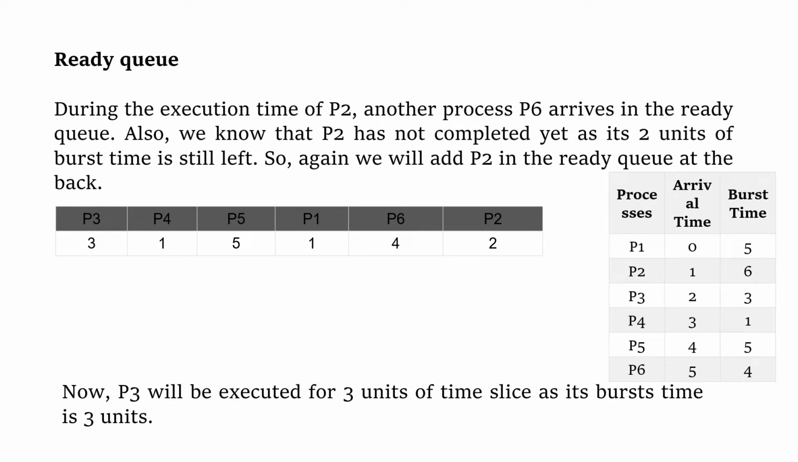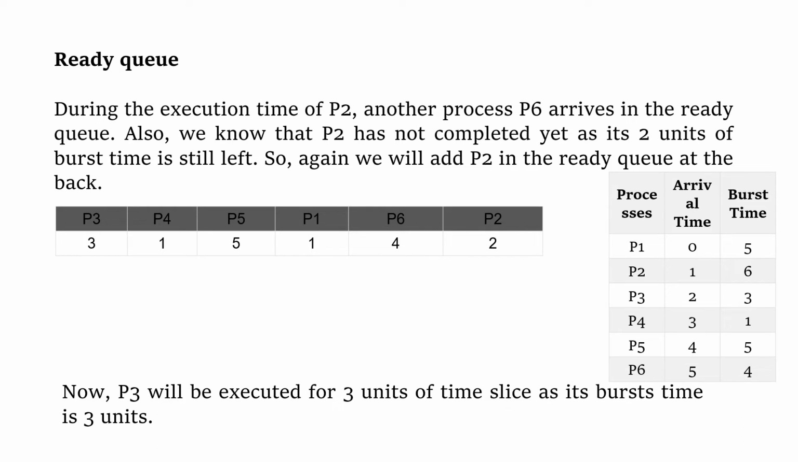Then during the execution of P2, another process, P6, arrives in the ready queue. Also, we know that P2 has not completed, since it has 2 units of burst time left, because it had a burst time of 6. So this P2, after executing for 4 units, will go to the back of the ready queue with a burst time of 2, after P6.